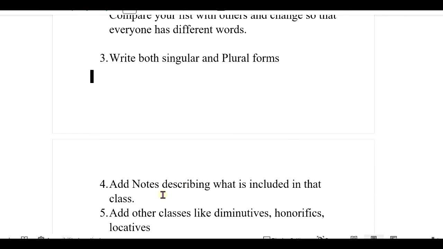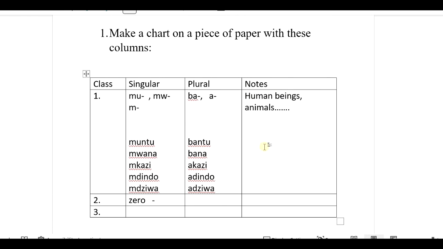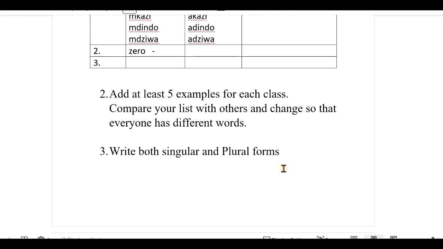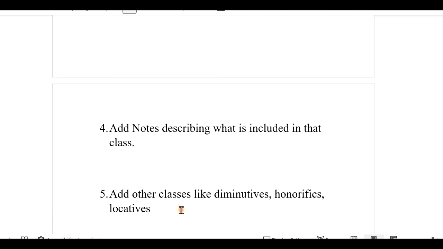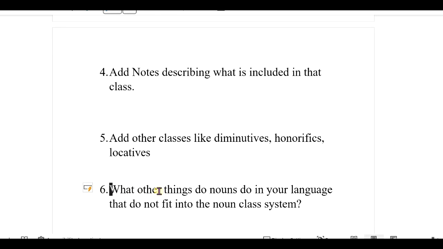Step number 4, add notes. Add notes describing what is included in that class. You can add lots of notes telling what makes that a class, a grouping. Don't forget to add other classes like diminutives, honorifics, locatives. Number 6 is, what other things do nouns do in your language that maybe do not fit into this noun class system? Think about this question and write that down also on your paper.